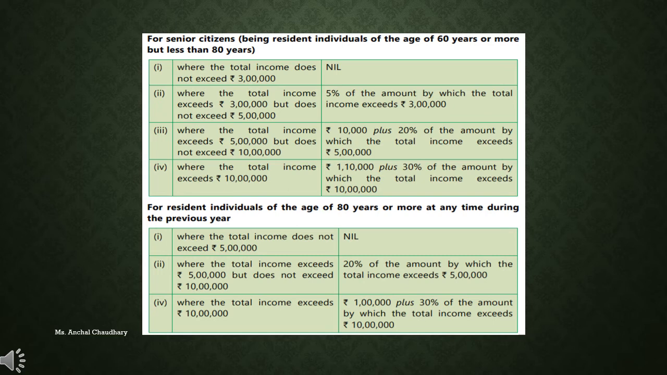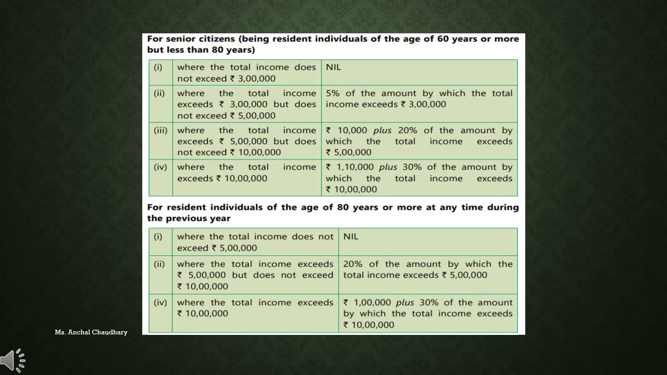Whenever your total income is exceeding 5 lakh but it is under 10 lakh rupees, then you have to pay 20% of tax. When your total income is exceeding 10 lakh rupees, then you have to pay the tax of 30%.